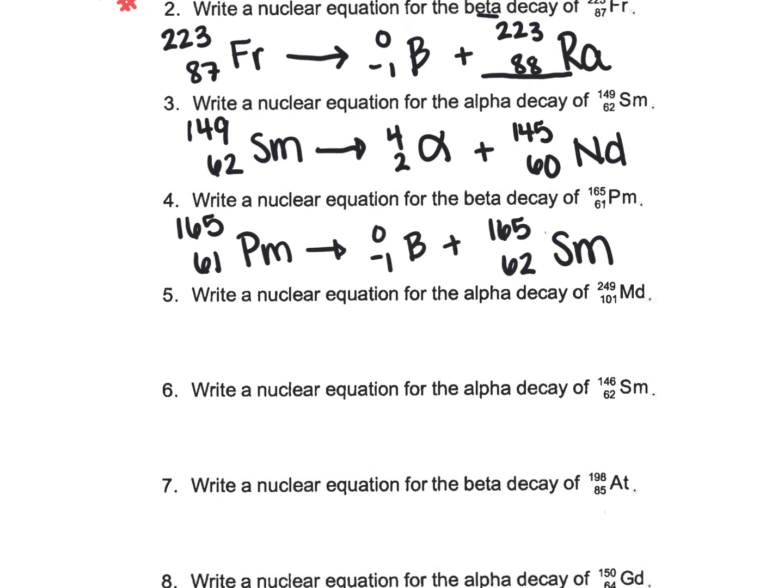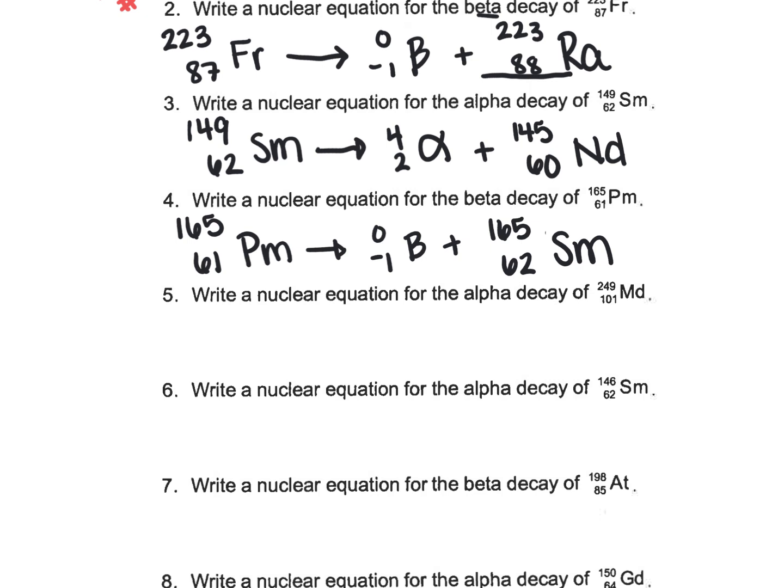Give me a thumbs up if you got it right the first time all on your own. A thumbs in the middle, I got it wrong, but I understand why. And then thumbs down is like, I got it wrong and I just don't know. Okay, good. Look at number 5. Write the nuclear equation for alpha decay. Again, try this one on your own and then we'll check it in about a minute.